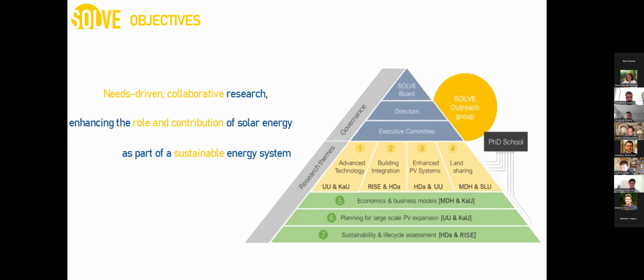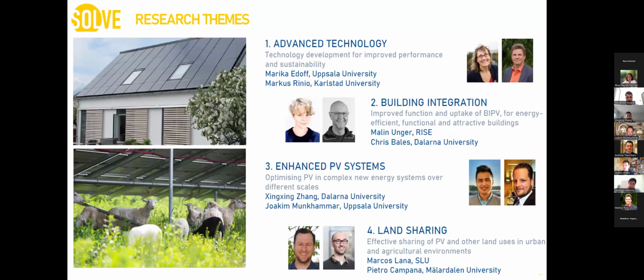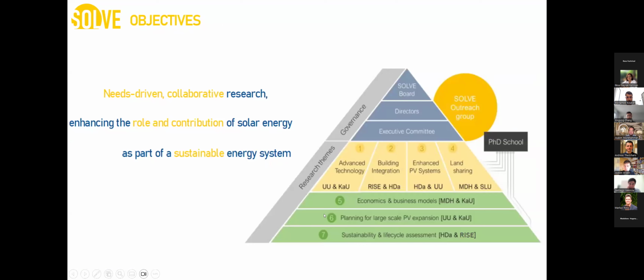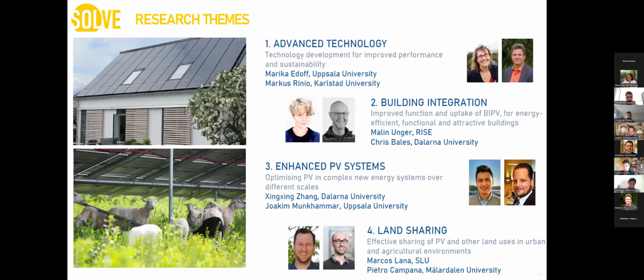And today then we are focusing on theme 3, which is on enhanced PV systems, and theme 6, which is planning for large-scale PV expansion. So we will showcase some of the research that is done in these themes. And you can also see here we have a PhD school connected to these different research themes. And I should really say that the PhD students are the ones doing most of the actual work in here, and they are also the ones who are going to speak.